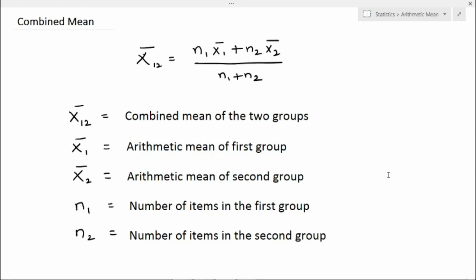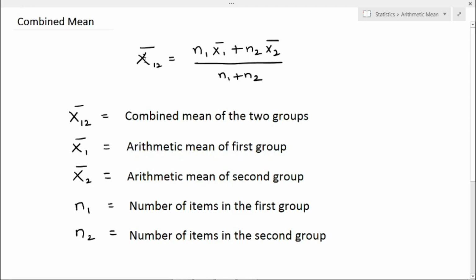In this video, I am going to explain about combined mean. Suppose we have the arithmetic mean and number of items of two or more related groups, we can compute the combined average of these groups by applying the following formula. The formula for combined mean is x12 bar equals n1 x1 bar plus n2 x2 bar divided by n1 plus n2.